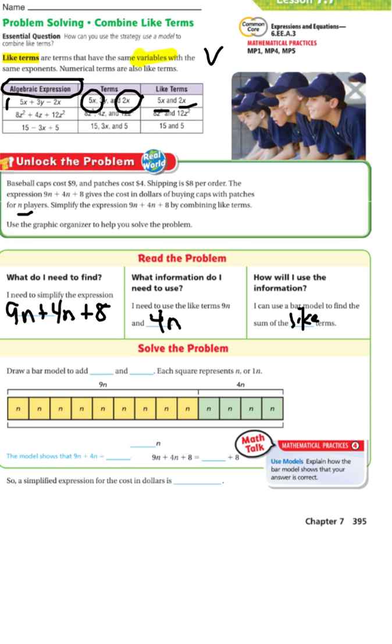Solve the problem. Draw a bar model to add 4n plus 9n. Each square represents n or 1n. That's important that we will remember later. We will refer to it. Which would give us 13n altogether.